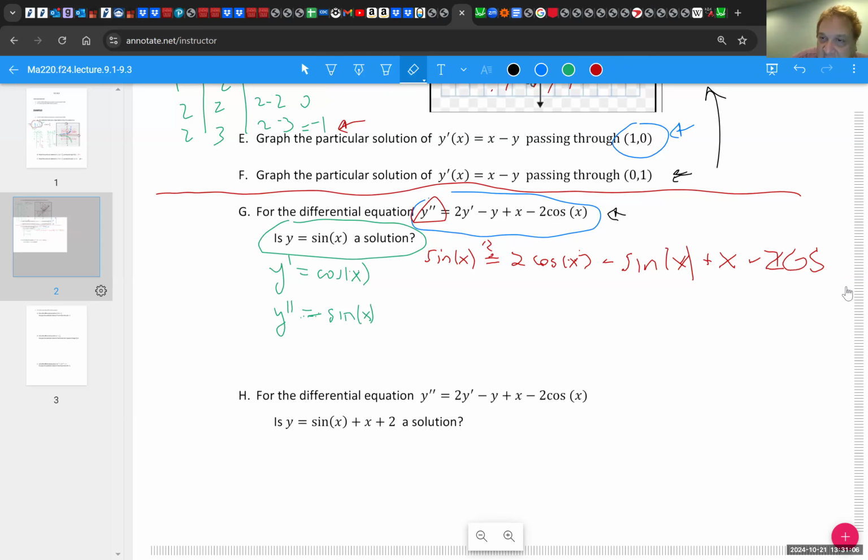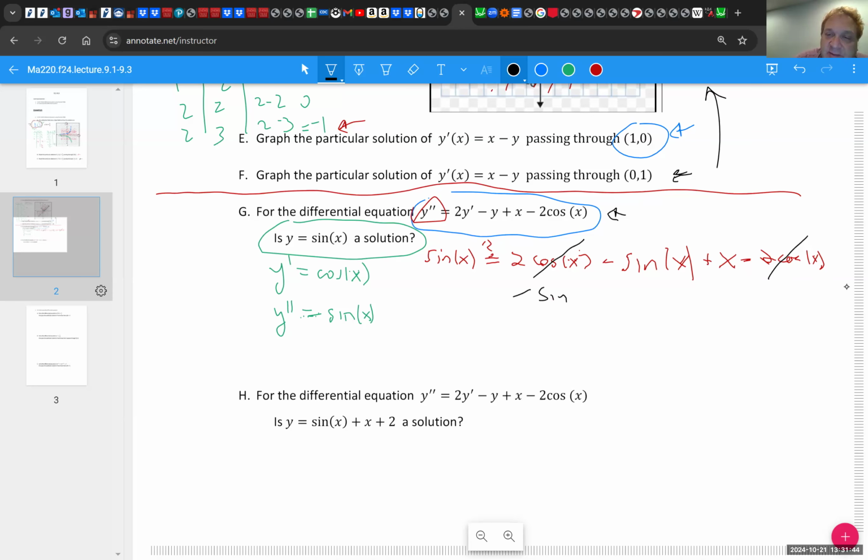Minus 2 cosine x. All right, so now you just have to do the algebra and see if those two sides are equal to each other. So we got sine x on the left. On the right-hand side, what do we have? We have a 2 cosine x and a minus 2 cosine x. That looks nice. 2 cosine x minus 2 cosine x, that's 0. Then we have a minus x sine x and a plus x, and those can be combined together. That's just minus sine x plus x.